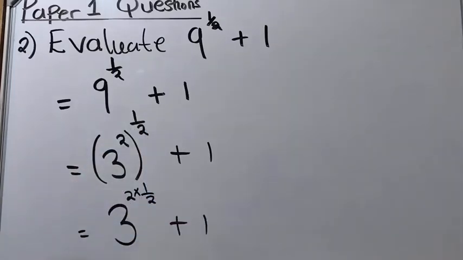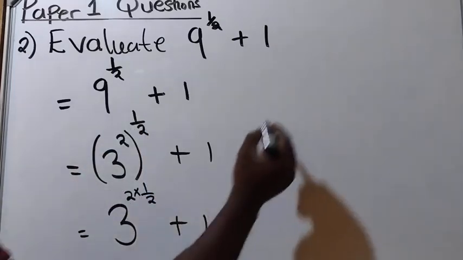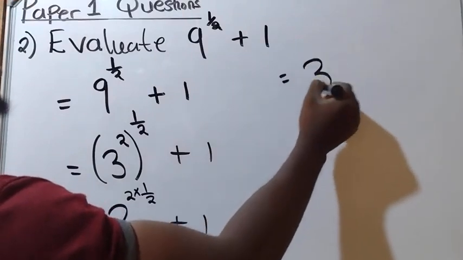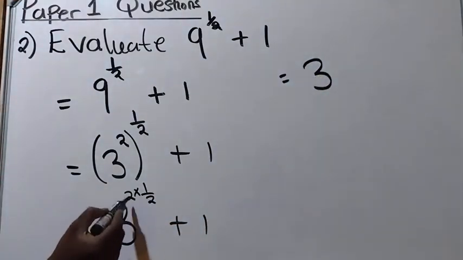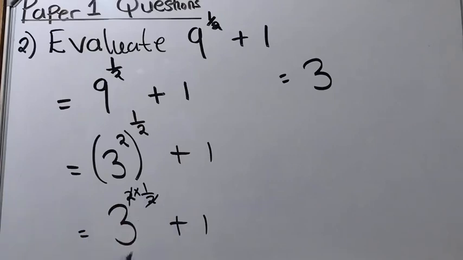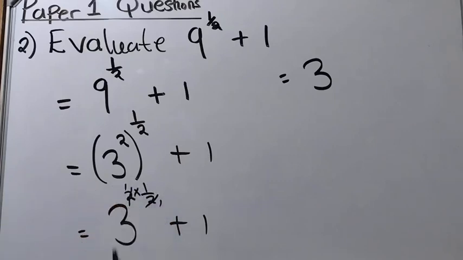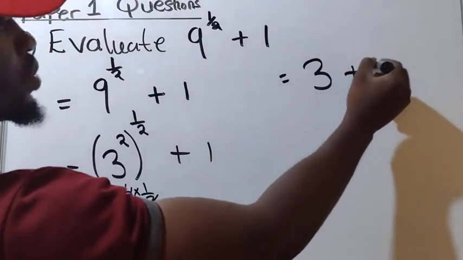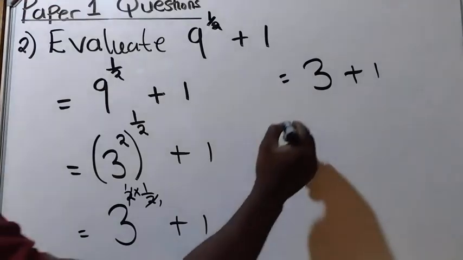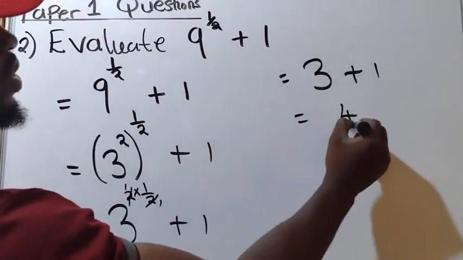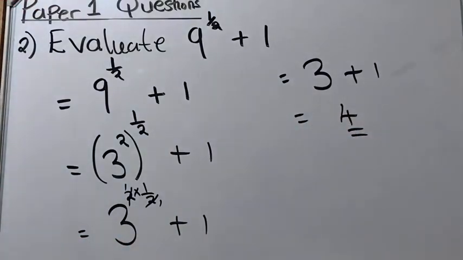Then plus 1. So let's proceed here. You are going to get 3. So here you can just cancel this 2 and this 2 to give you a 1. 1 times 1 is 1. 1 into 1 is 1. So it's 3 raised to the power of 1. So just write 3, then plus what? A 1 there. So 3 plus 1 will give you a 4. So that is the answer.